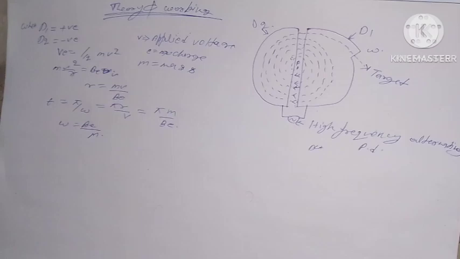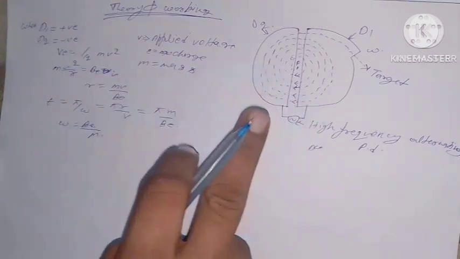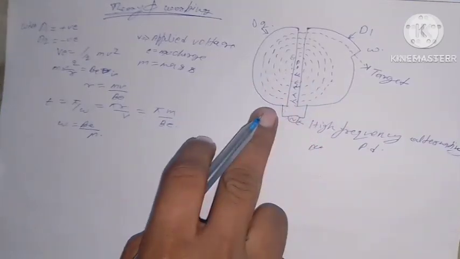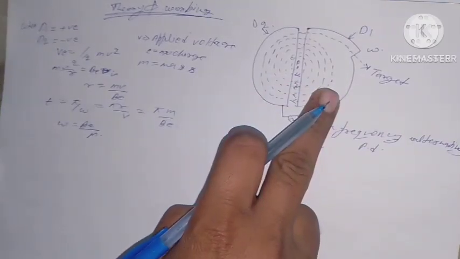If the frequency of the applied voltage is adjusted in such a manner that it is reversed as soon as the particle comes out of D2, the particle at C will be accelerated across the gap to D1 and will describe a further circular path in D1.